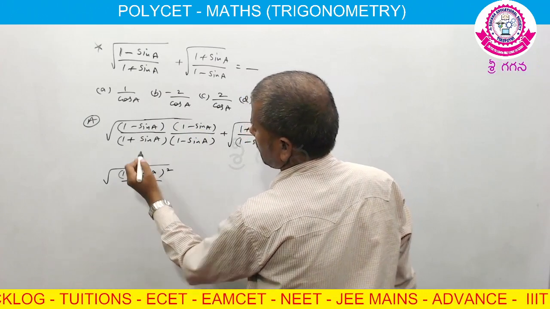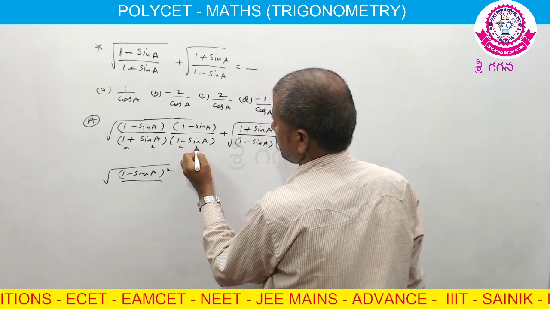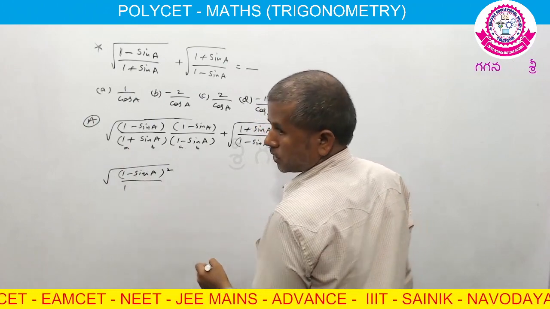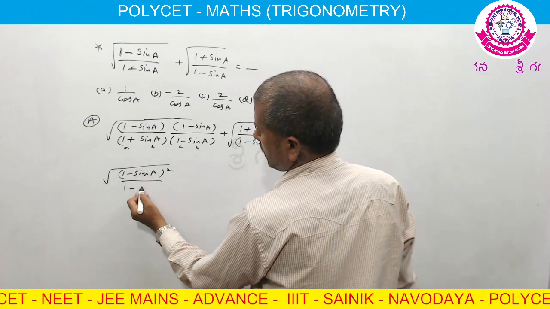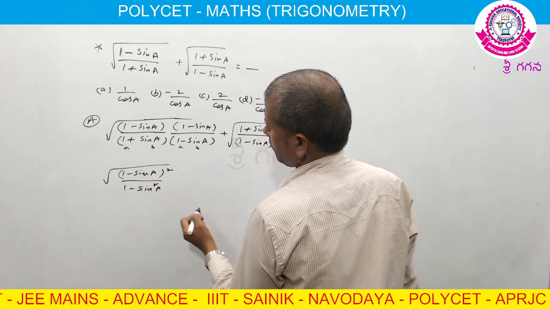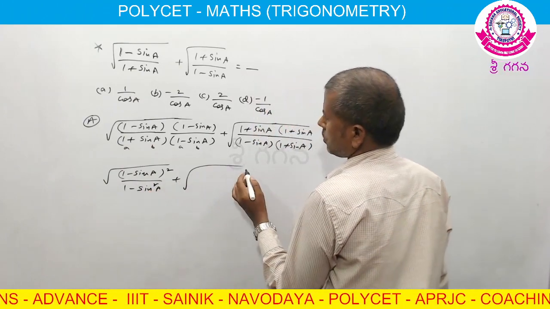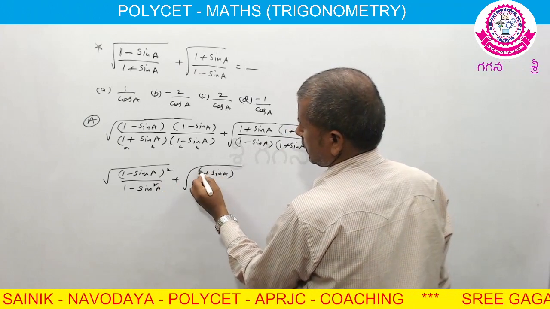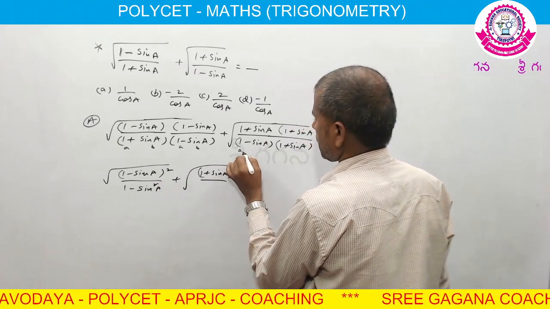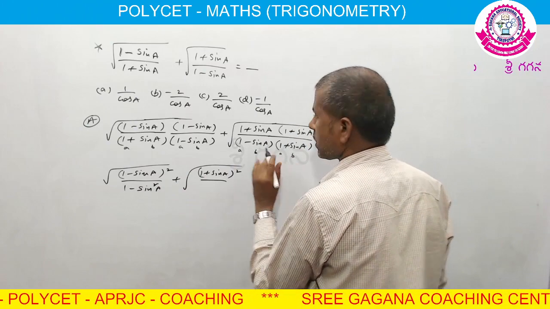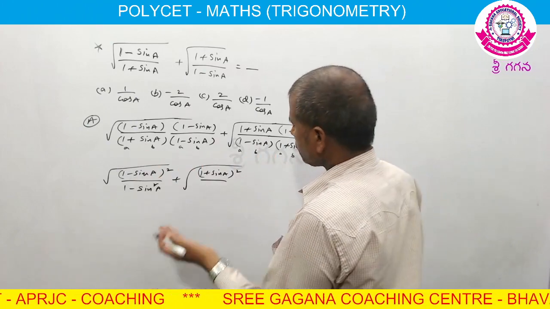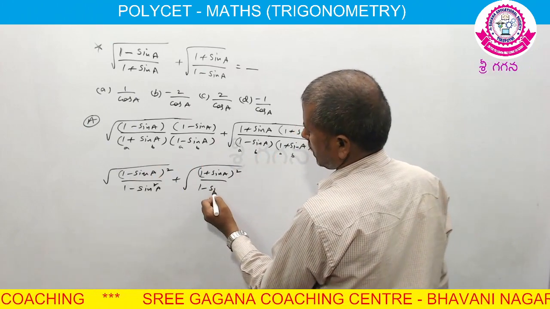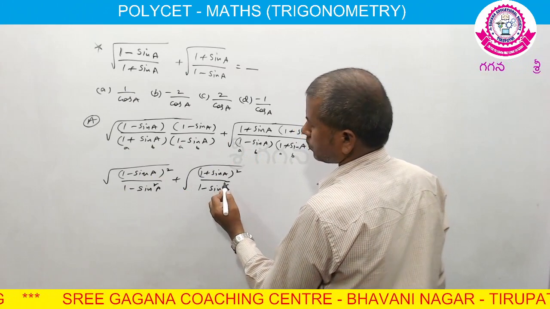So here, a plus b into a minus b is a square minus b square. A square means 1, minus b square means sin square a. Plus here also the same, (1 plus sin a) whole square. Same, a minus b into a plus b, or a plus b into a minus b, a square minus b square, 1 minus sin square a.